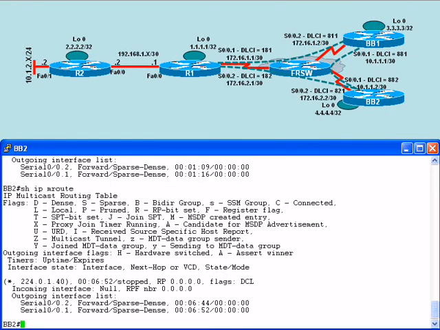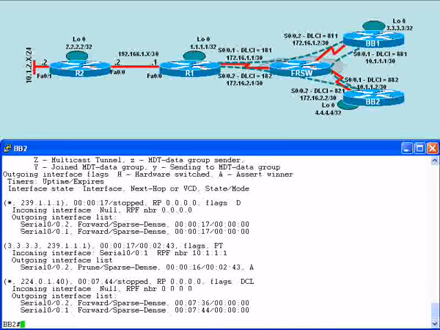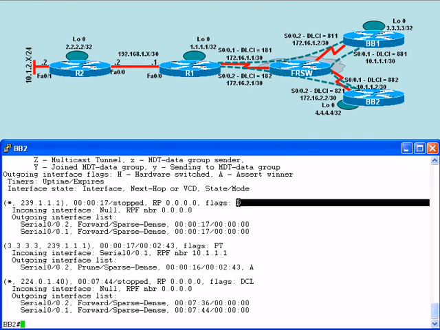On BB2, let's once again issue a show IP mroute and see what this output is telling us. Notice that we now have a star comma G entry in addition to an S comma G entry. On the star comma G entry, the D flag is telling us that we're running in dense mode.